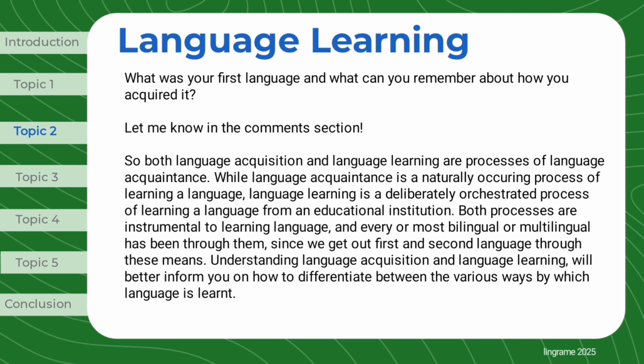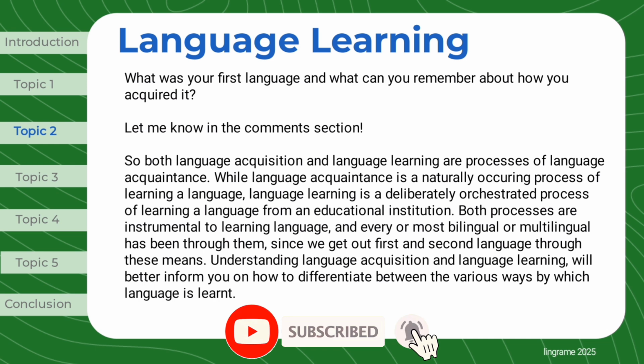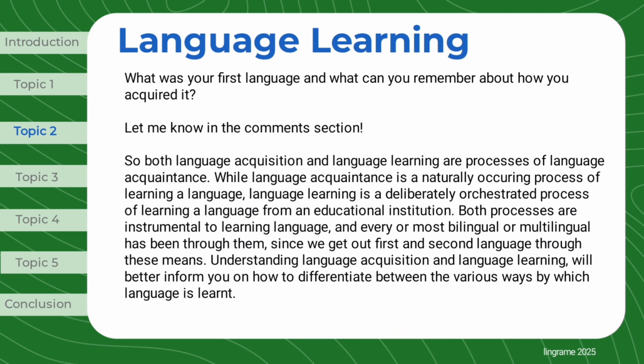So both language acquisition and language learning are processes of language acquaintance. While language acquisition is a naturally occurring process of learning a language, language learning is a deliberately orchestrated process of learning a language from an educational institution. Both processes are instrumental to learning language, and almost every bilingual or multilingual has been through them, since we get our first and second language through these means.